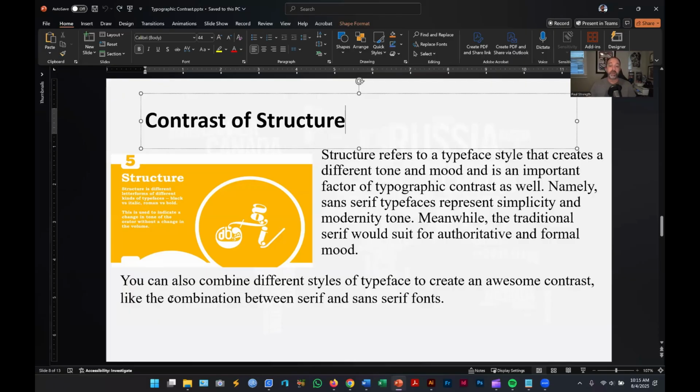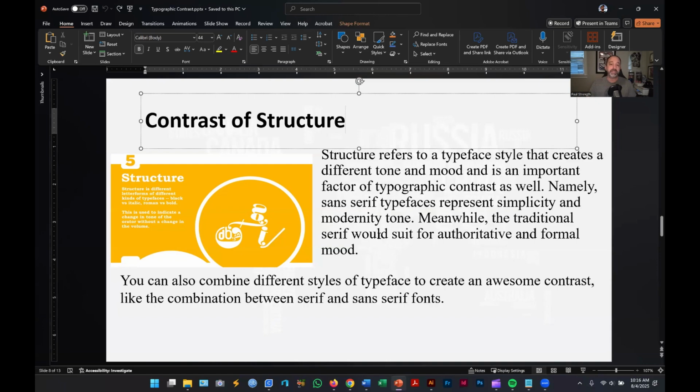Okay. You can also combine different styles of typeface to create an awesome contrast, like the combination between serif and sans serif fonts. Now, we generally will do this with sans serif being a header or a title piece, and then the body text as a serif. Why would we do that and not use a sans serif? I mean, it does happen occasionally, but the big reasoning behind it is there's a psychological study that was done decades ago that says serif fonts are actually easier for the human brain to read and to memorize and recall.